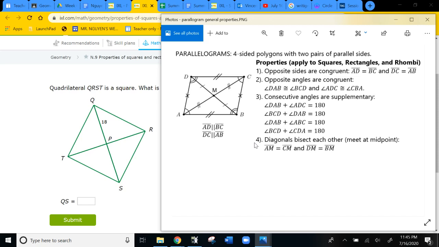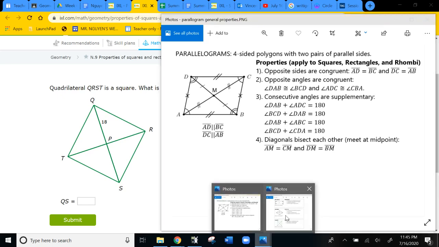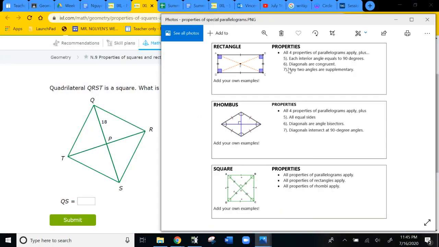All these four properties apply to the rectangles, the squares, and the rhombuses because those are parallelograms. And then on top of that, they have their own properties, right? Rectangles have their own properties, rhombuses have their own properties, and then the squares have their own properties. What's special about the square is it's a very unique shape, so all of the properties that belong to the other shapes apply to the square. If you want to assume anything about the square, it's probably true because it's a pretty perfect shape.